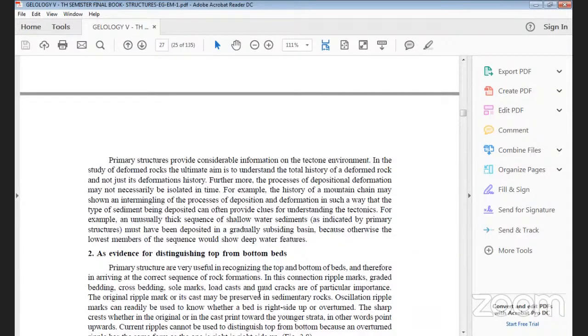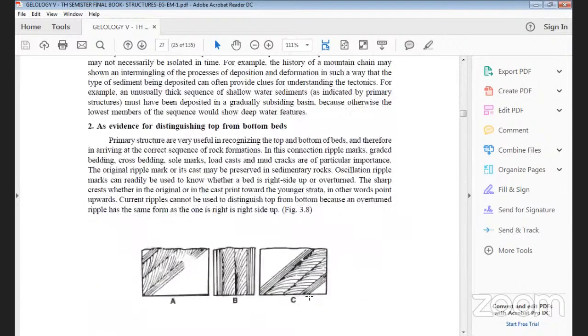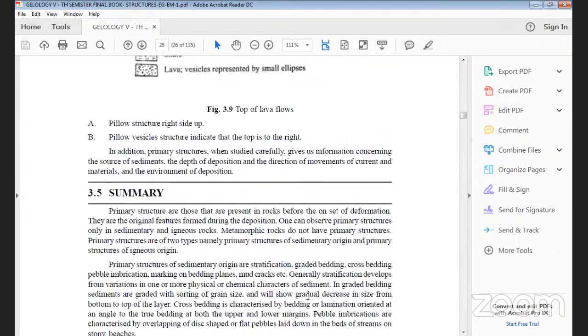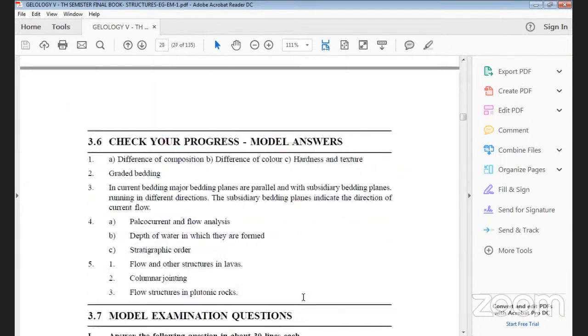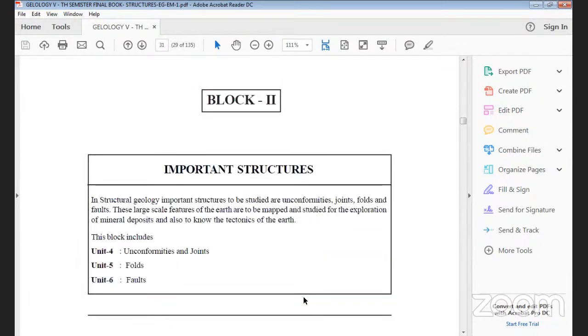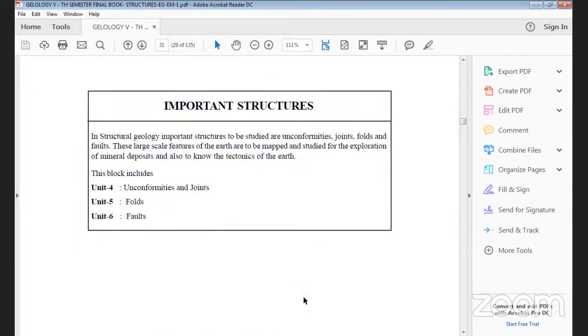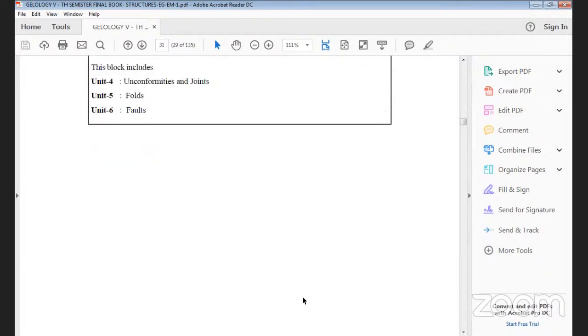So these are the useful uses of the primary structures. And now let us go into the detailed study of structures. Importance of structures: this block consists of unconformity, joints, folds, and faults.